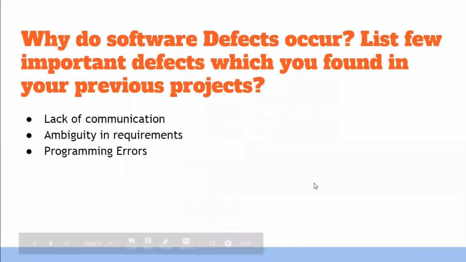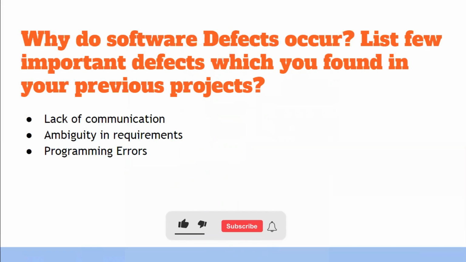Now the next question is, why do software defects occur? Software defects occur because of lack of communication, ambiguity in requirements, programming errors, and improper communication between team members. Whenever you are developing any application or testing it, it's very important to have good understanding between the team members so that it can be tested easily and developed properly.